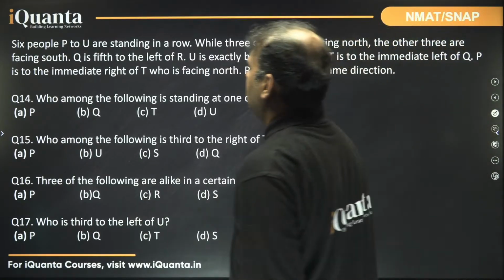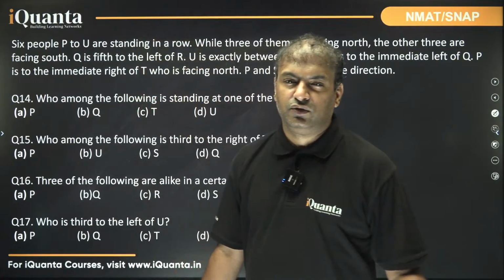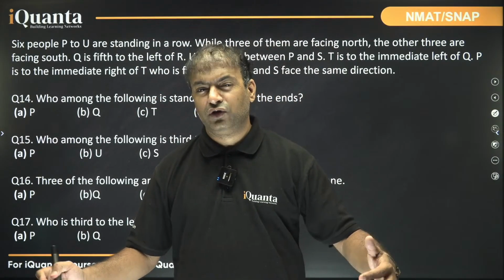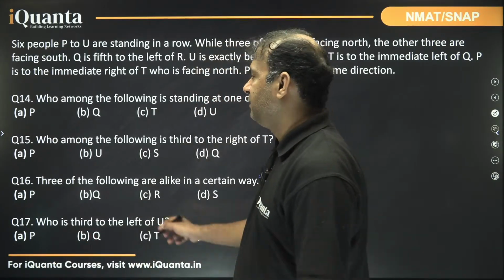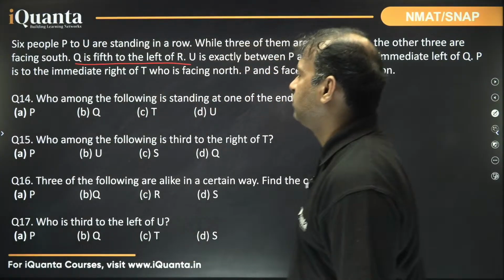All right. Obviously we do not have much information, but we have to do whatever we can with it. I told you one piece of information in the last class as well: if we have 2 people and a lot of people between them, then they can always be helpful. For example, in this question, you see this point that Q is fifth to the left of R.